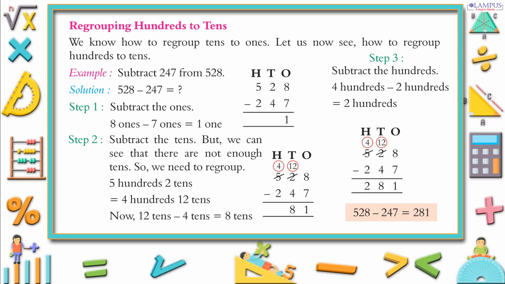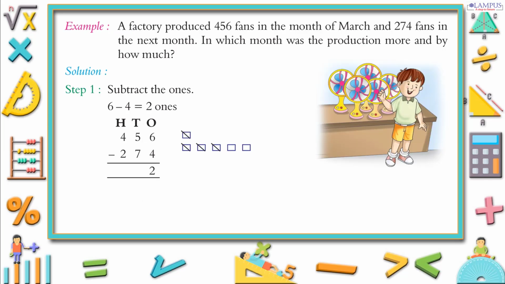Step 2. Subtract the tens. But, we can see that there are not enough tens. So, we need to regroup. 5 hundreds 2 tens equals 4 hundreds 12 tens. Now, 12 tens minus 4 tens equals 8 tens. Step 3. Subtract the hundreds. 4 hundreds minus 2 hundreds equals 2 hundreds. Therefore, 528 minus 247 equals 281.